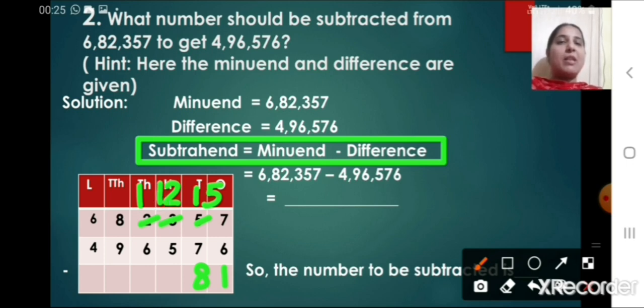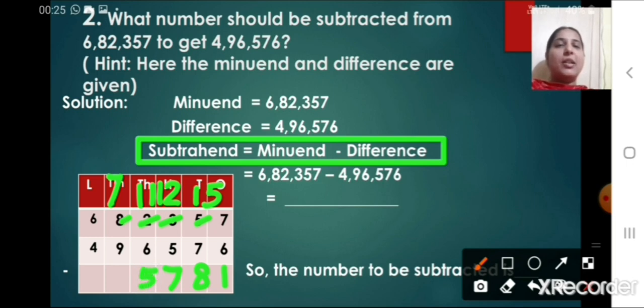So 12 minus 5, 7. Now look at the thousands place. 1 minus 6, again that is not possible. It means we have to borrow from 10,000s place. So 7 will be left here and this digit here becomes now 11. So 11 minus 6, what will we get?